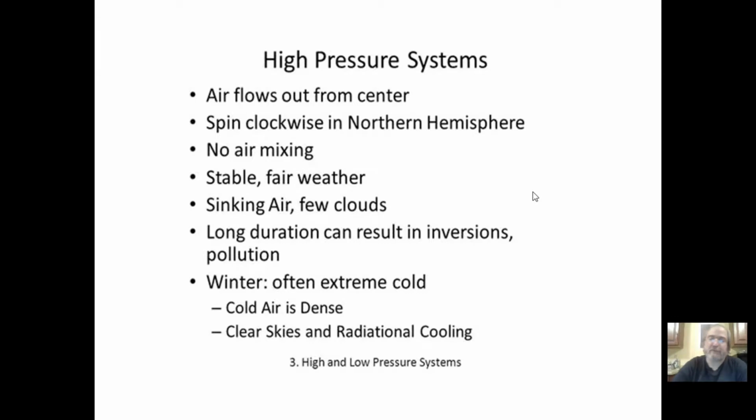Let's look at a high pressure system. Air flows out from the center. It spins clockwise in the northern hemisphere. It's called anti-cyclonic. In the southern hemisphere, it would be spinning counterclockwise. No mixing of the air, stable fair weather, sinking air, there's few clouds, lots of sunshine.